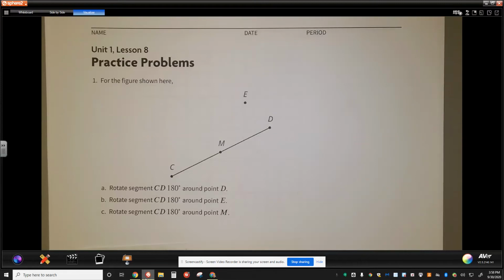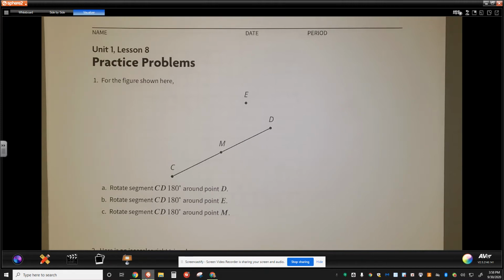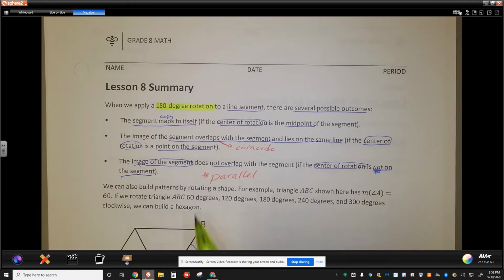Hey, welcome back. Let's take a look at the homework that accompanies Lesson 8 and our practice problems. We're going to use some of the same strategies that we used as we did the lesson, but we're also going to review the work that we did before. Before you get started, come back and take a look at your lesson summary and remember what we did.